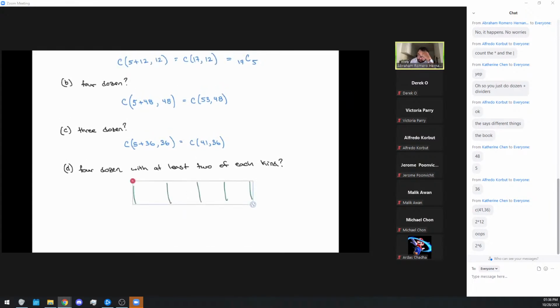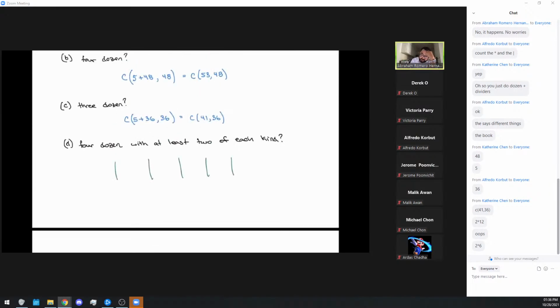So if I still have my dividers, that means I'm already selecting guaranteed 2 donuts for each kind, or 2 croissants of each one. So already guaranteed, I'm selecting 2 of each one. In my box or wherever I'm putting these, I already selected 2 of this, 2 of this, 2 of this, 2 of this, 2 of this, and 2 of that. Well, there's only one way how to do that.